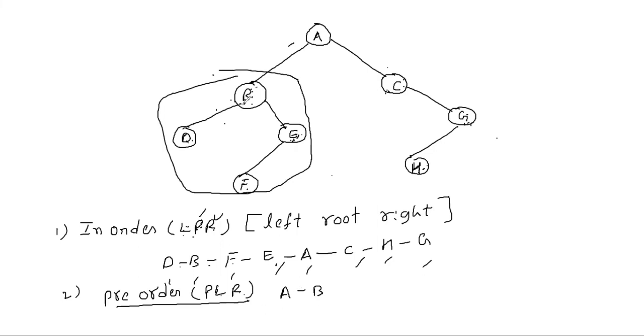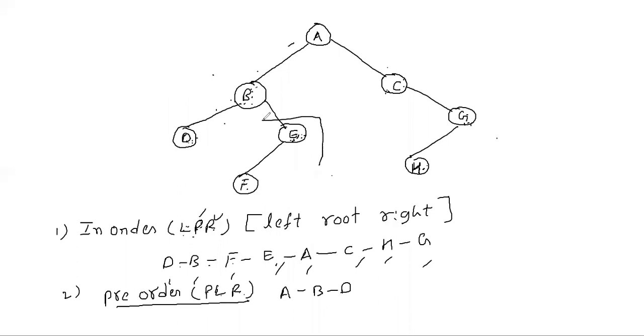Next, for B, again the left side. What is the left side? D is there. Now after D, come to the right side. What is the right side? E is there. Okay. So now we came here to the right side. Listen here, one more time.